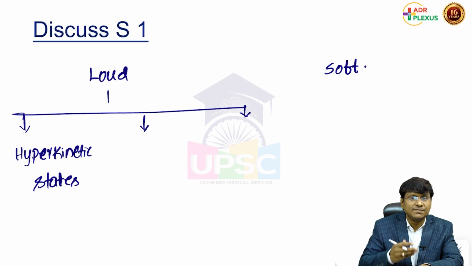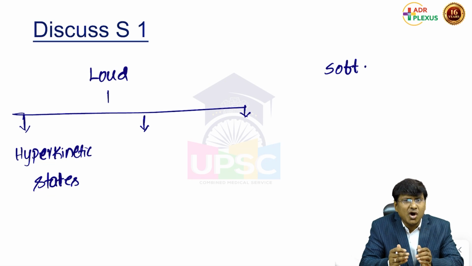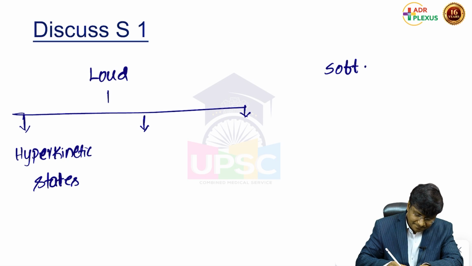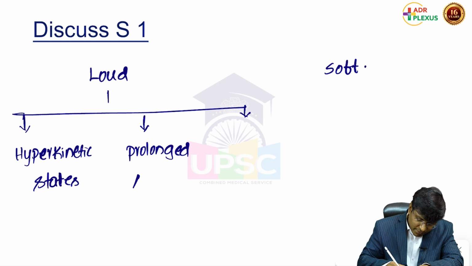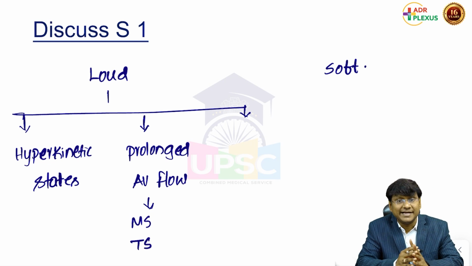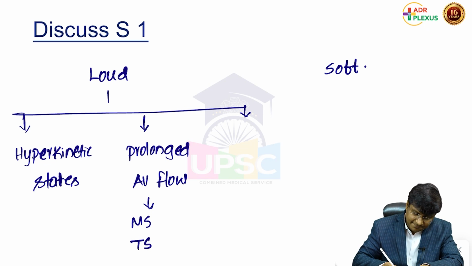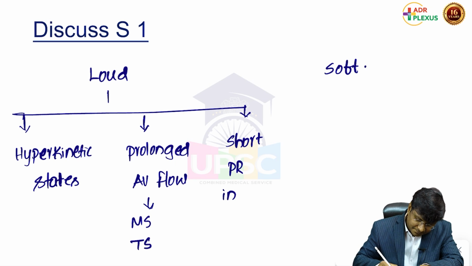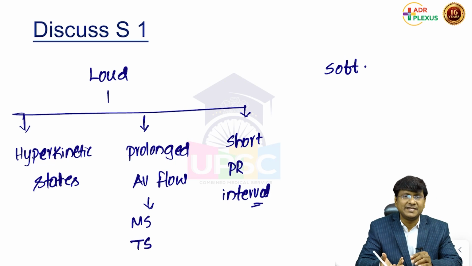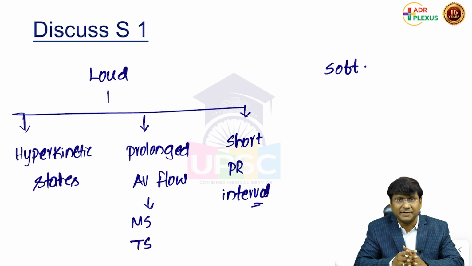And next is the conditions where there is prolonged AV flow. So what are the conditions where you will have the prolonged AV flow? It is observed in patients with mitral stenosis as well as tricuspid stenosis, right? These are the conditions where you'll have prolonged AV flow. Then in patients with short PR interval, right? Short PR interval, where the PR interval is less than 120 milliseconds, and you will have that in patients with the WPW syndrome.